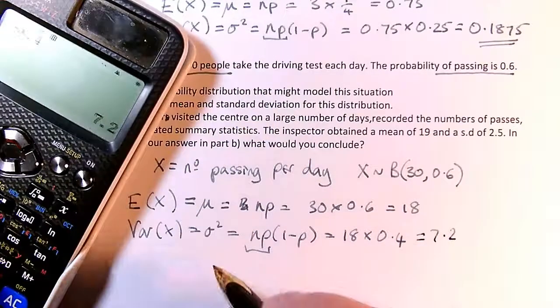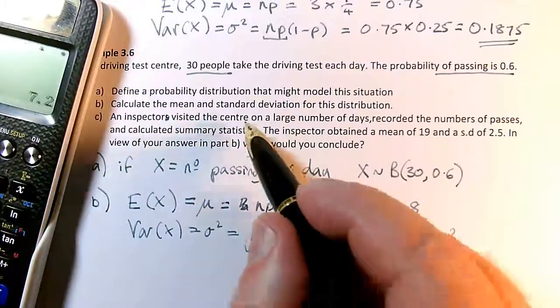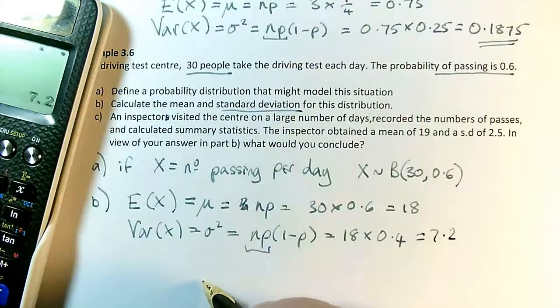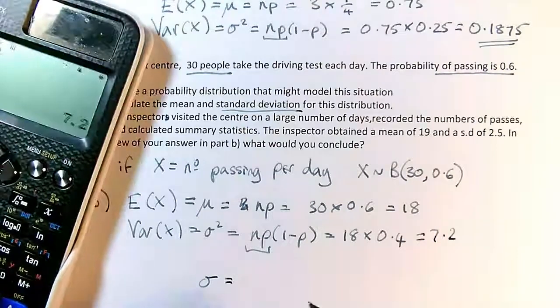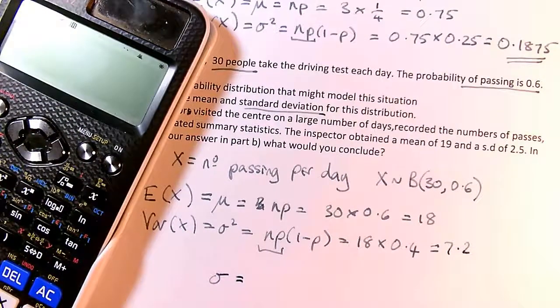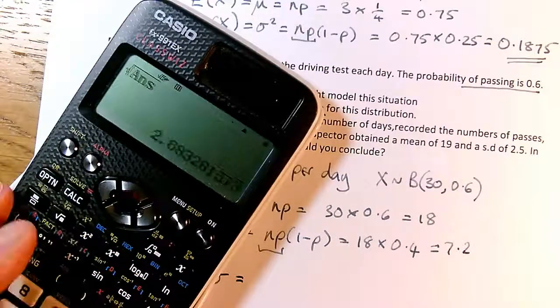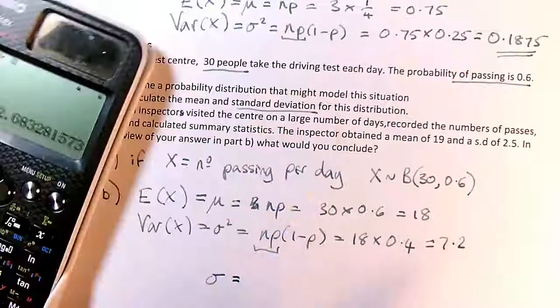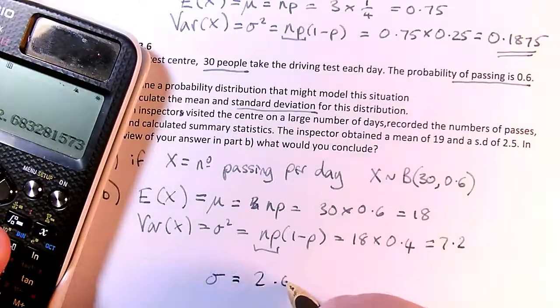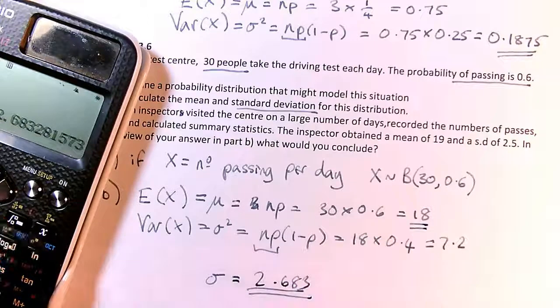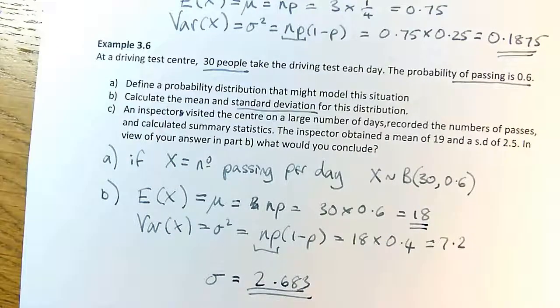But that's variance, sigma squared. I'm asked for standard deviation. So sigma equals the square root of 7.2, square root of my answer, that's what I type in, equals 2.683. So there's my standard deviation. There's my mean. Underline them so the examiner can't miss them. Okay, and we've done part B.